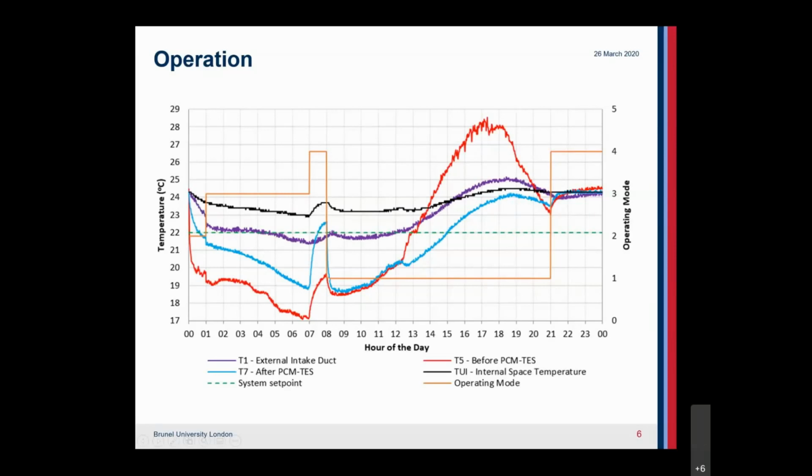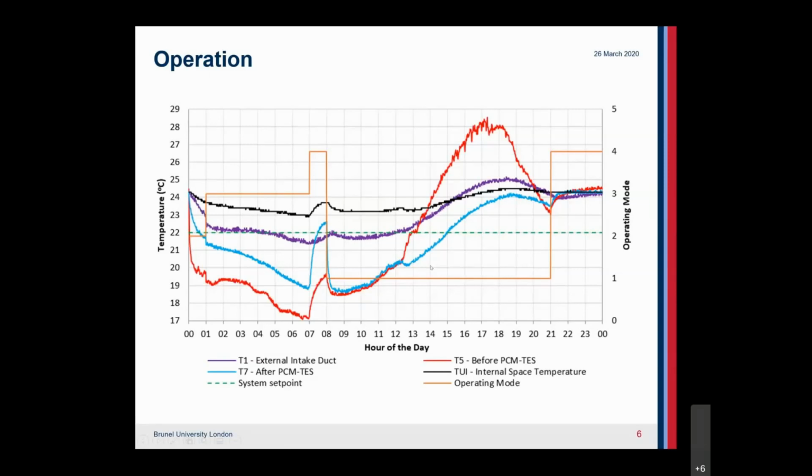In this room it is from 8 in the morning until 9 in the evening. In the beginning, we can see between about 8 and 12, the PCM storage is bypassed as the outside air is cooler than room temperature, which is below the set point of 22 degrees. At about 12, the external temperature measured by the external intake T1 reaches the summer set point, and then air is directed through the PCM thermostats to maintain the temperature in the room below the external temperature.